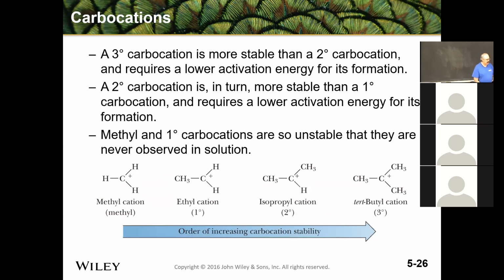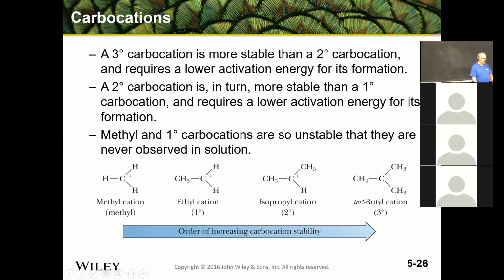A tertiary carbocation is more stable than a secondary carbocation, and it requires a lower activation energy for its formation, so therefore it's formed faster. A secondary carbocation, in turn, is more stable than a primary carbocation, and it requires a lower activation energy for its formation. Right, so this is the order of carbocation stability.